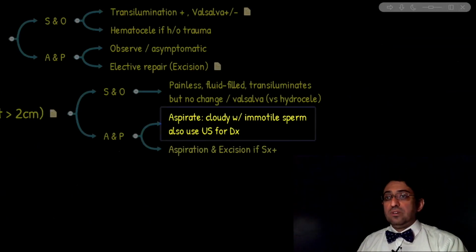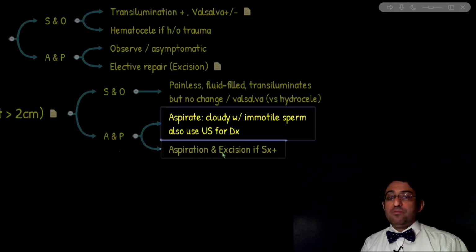Aspiration with semen analysis of the aspirate. What you would see in the semen analysis of the aspirate, you would see cloudy, immotile sperms. We can also use ultrasound to differentiate them from other masses and fluid-filled cysts that we discussed so far.